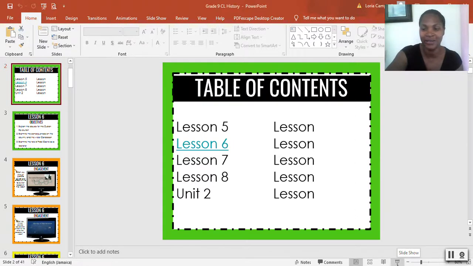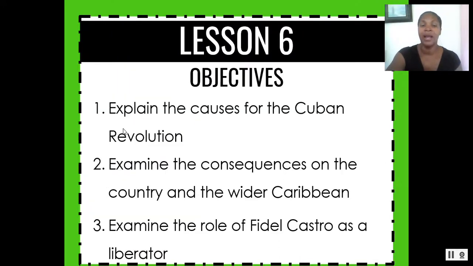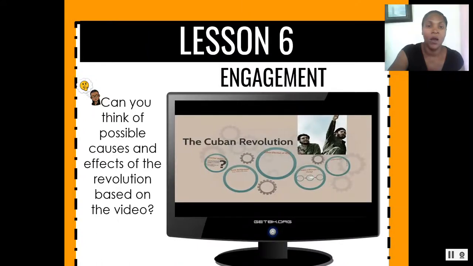So here goes. All right, so now I want to go to, this is a series of lessons, so that's why this is there. So you probably won't have this on yours. So we're going to lesson 6. All right, so the objectives for this particular lesson are to explain the causes for the Cuban Revolution, examine the consequences on the country and the wider Caribbean, examine the role of Fidel Castro as a liberator. All right, so here we go.